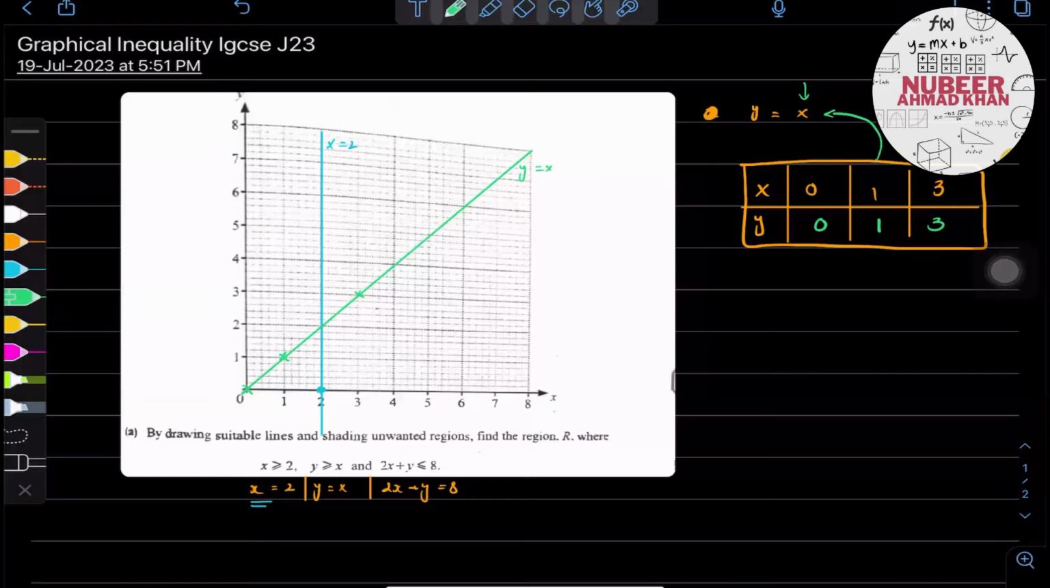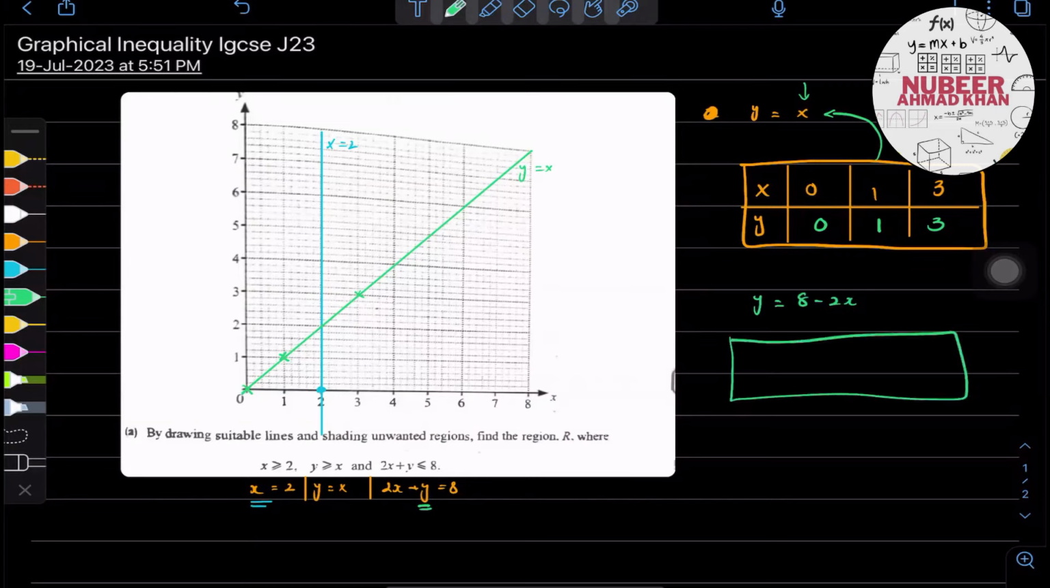Now we are going to do the same thing for the second equation. इसमें मैं y को अगर subject बना लूँ means y is equals to 8 minus 2x. So let me draw a table first. तो ये हमने बना लिया table, x and y, and we will take few values. 0 ले लेते हैं, 2 ले लेते हैं, and 4 ले लेते हैं. These are the three values.